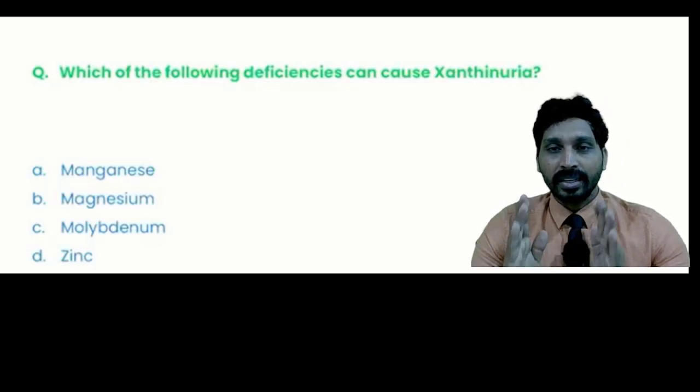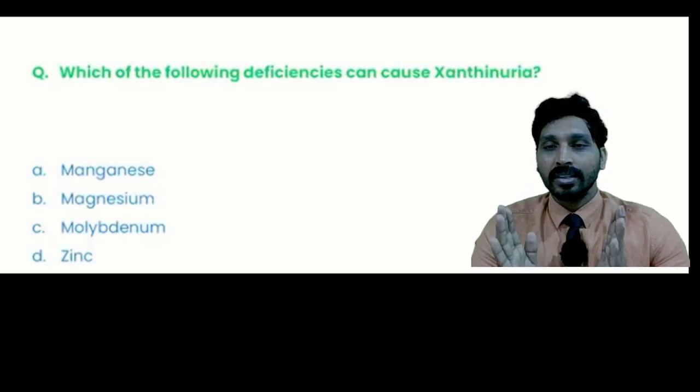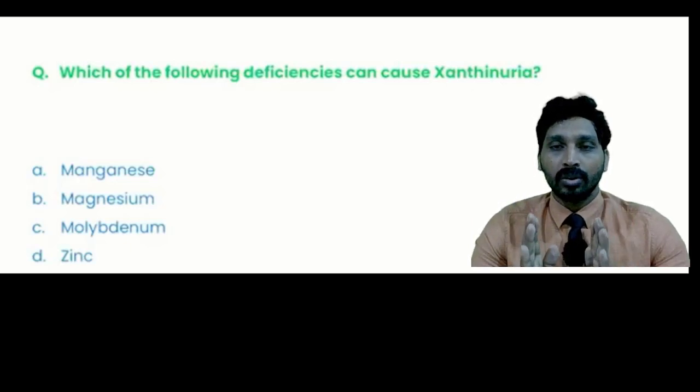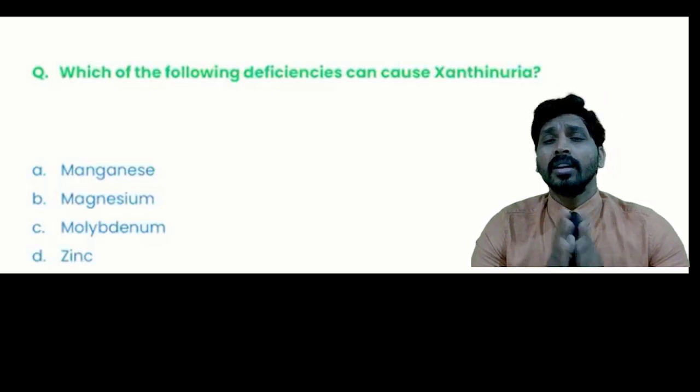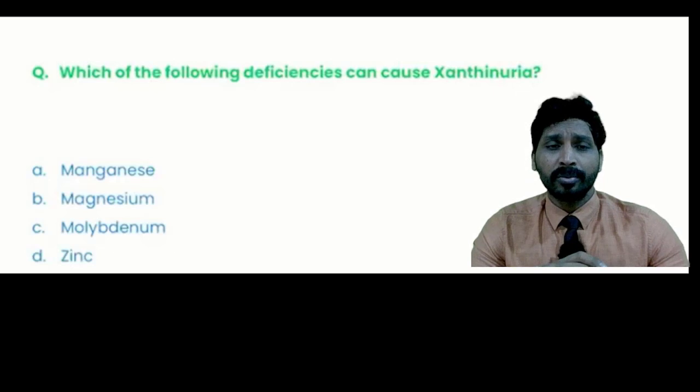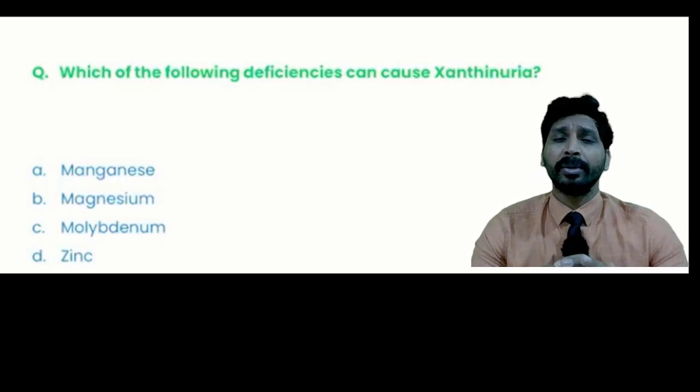The main key part here is xanthine oxidase. Xanthine oxidase is dependent mainly on B6 and sometimes on cofactors like manganese, magnesium, molybdenum, zinc. So the correct option will be molybdenum.